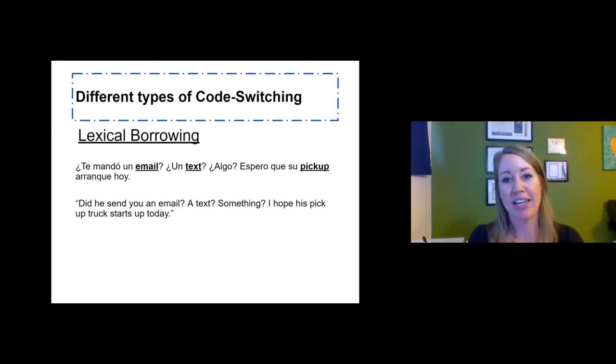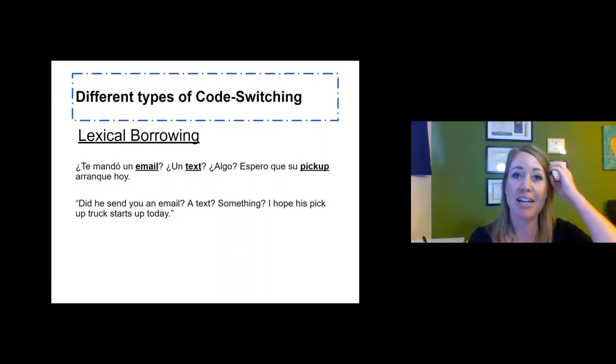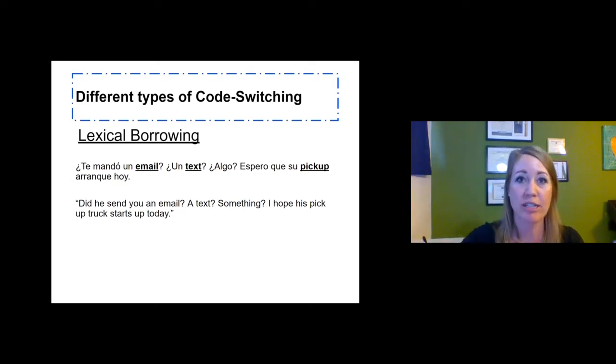So let me clarify again. We had lexical insertion where maybe I'm just going to insert a word because maybe it's the first one that comes to mind. So I'm speaking Spanish. I can't think of the Spanish word for picky, but I remember the English word is this, so I'm going to use it. Okay. And I want to clarify something I just said.